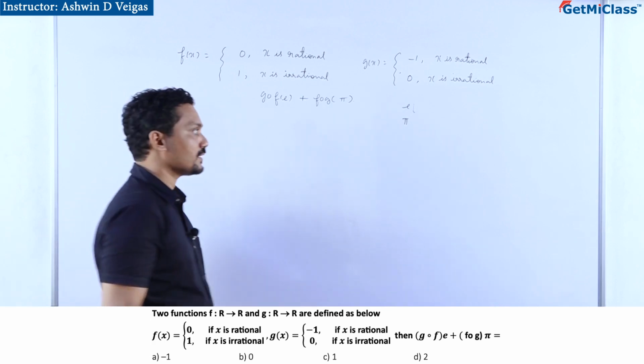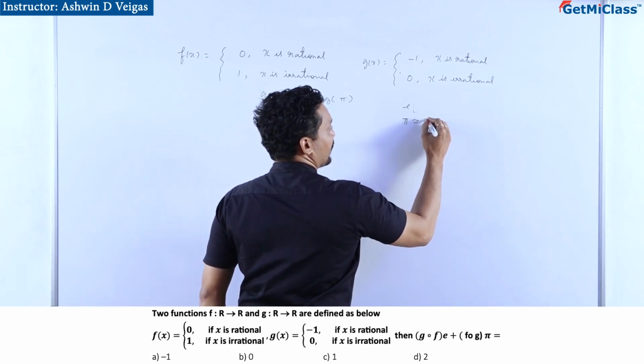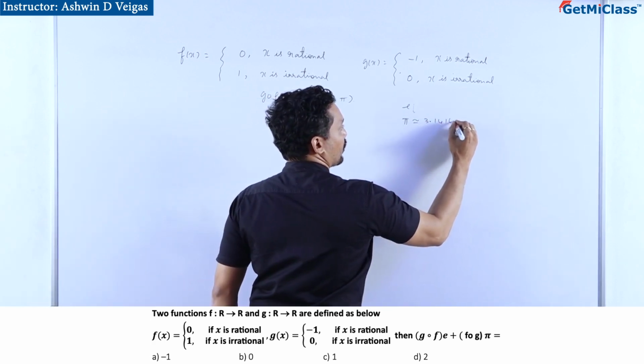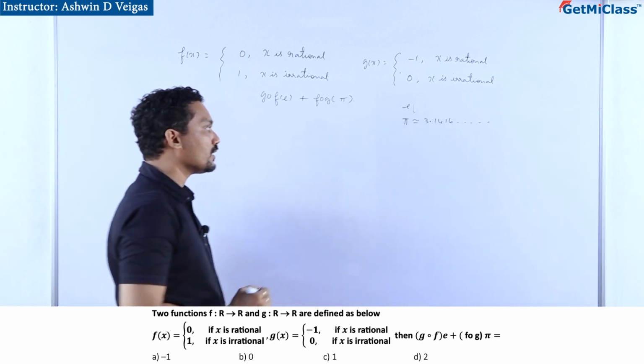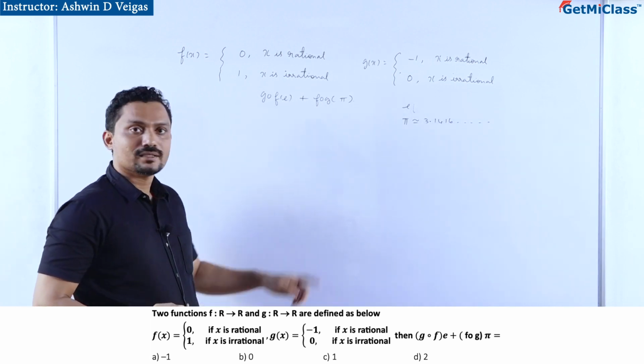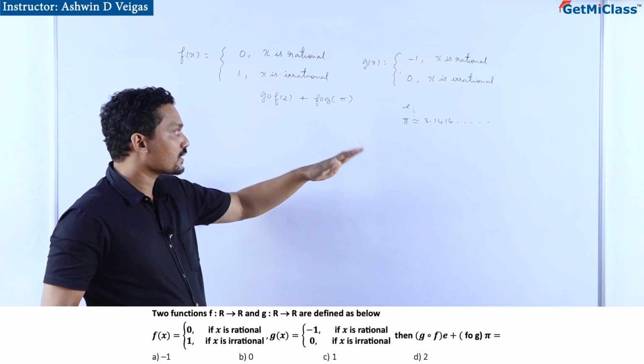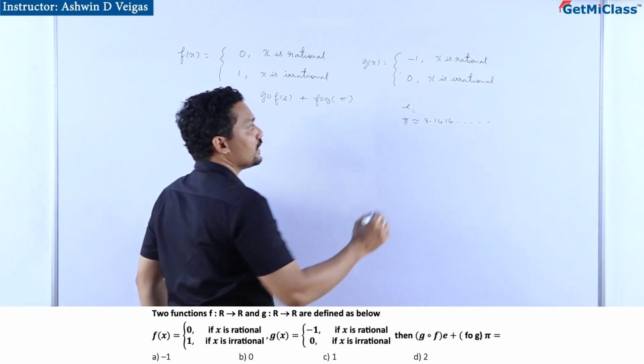Actually pi is an irrational number. So pi is approximately 3.1416 etc. It is a non-terminating, non-recurring decimal. Therefore, non-terminating, non-recurring decimals are called irrational numbers.